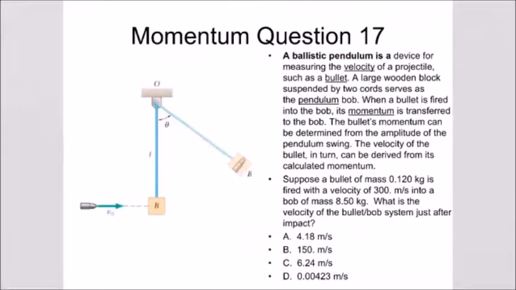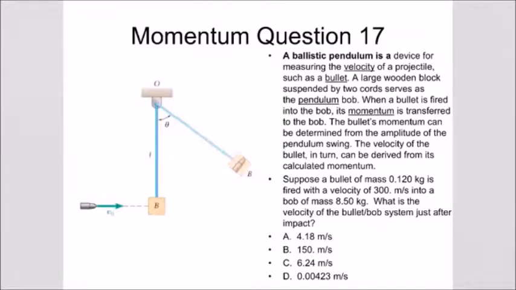All right, question 17 is a ballistic pendulum problem. A ballistic pendulum is a device for measuring the velocity of a projectile, usually a bullet. It consists of a large, heavy wooden block suspended by cords, and that acts as a pendulum bob. A bullet is fired into the bob, and its momentum is transferred to the bob. The bullet and the bob collide in an inelastic collision. The bullet stays inside the bob after the collision. The momentum can be determined from the amplitude of the pendulum swing. The velocity of the bullet can be derived from that momentum.